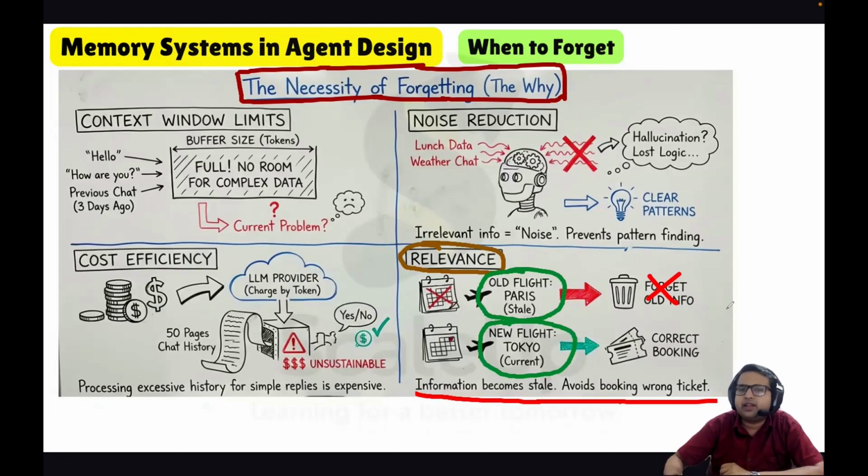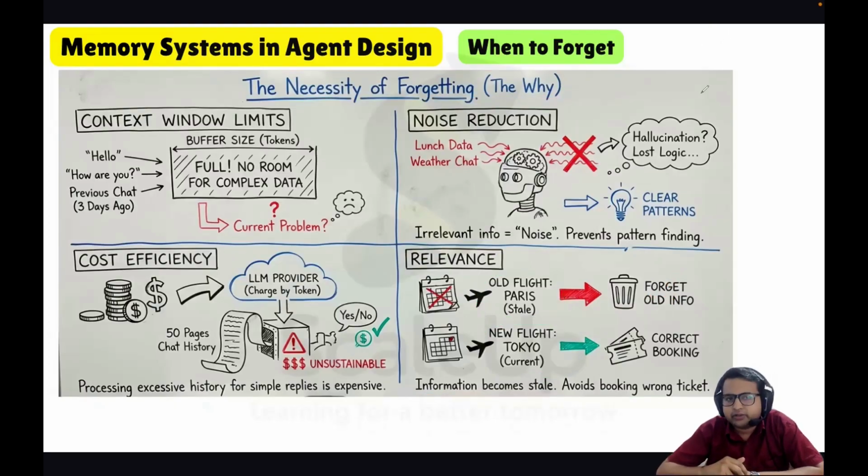Relevance. So now the necessity of forgetting is very clear to us, because the context window is limited. We cannot store everything in the context window. So we should avoid storing irrelevant information, the noise, the old data, and with that, we are also reducing unnecessary tokens and saving dollars in terms of cost efficiency.